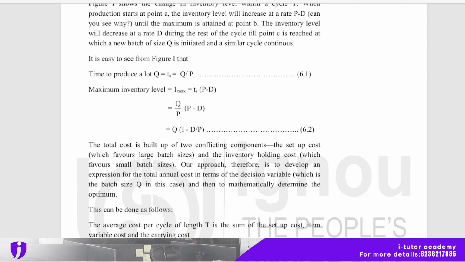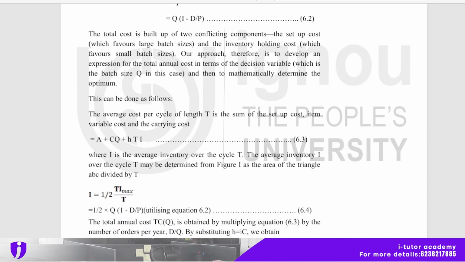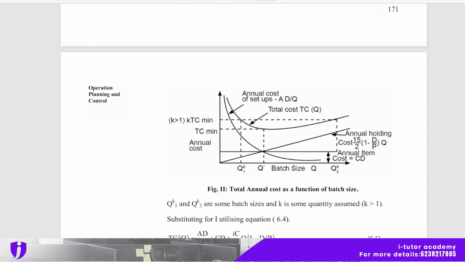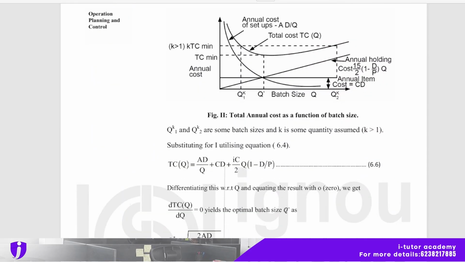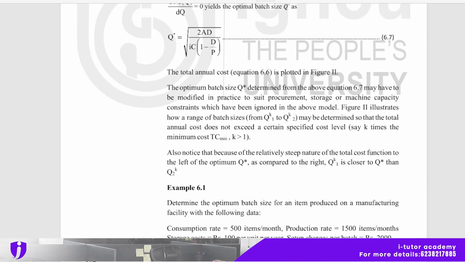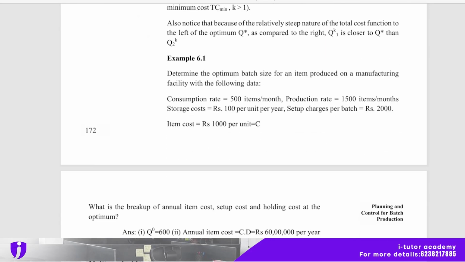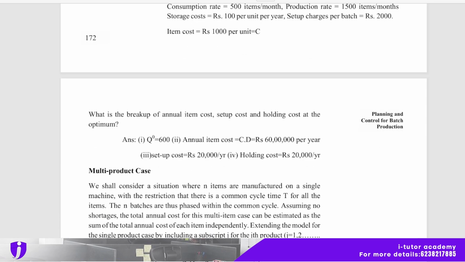And here is an illustration with the equations also. Okay, so please go through your IGNOU study material for this, so it will be more clear. And figure 2 is here, total annual cost as a function of batch size also. Okay, so the equation is also here, and the total annual cost equation 6.6 is plotted in figure 2. And example 6.1 is here, and please go through it.